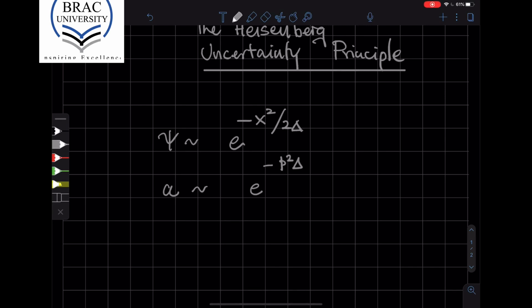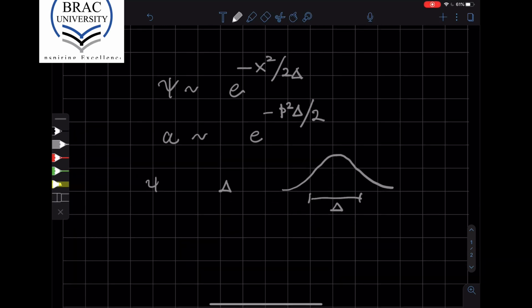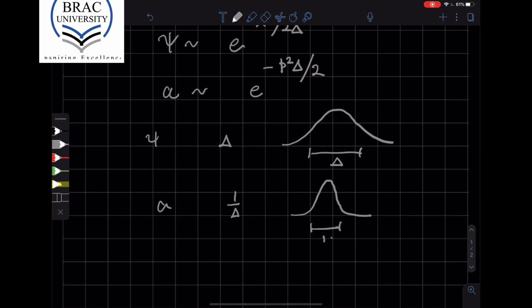But importantly, if this Gaussian psi has a spread of delta, so that the Gaussian looks something like this, and this spread is delta, the momentum space Gaussian will have a spread of 1 over delta. So the momentum space Gaussian will be like that. So the spread is 1 over delta. So if psi is very broad, A would be very tight.